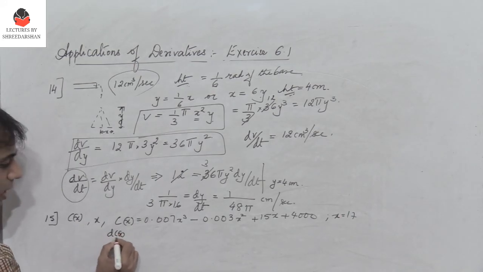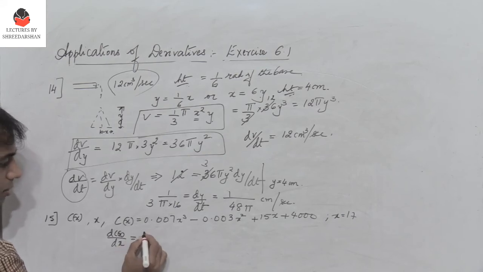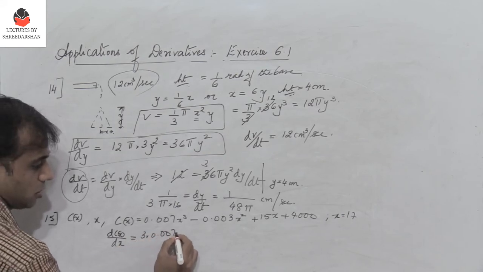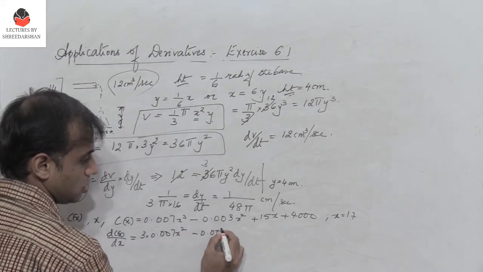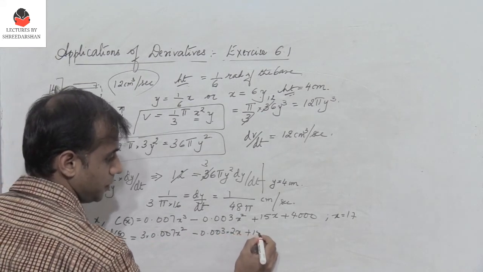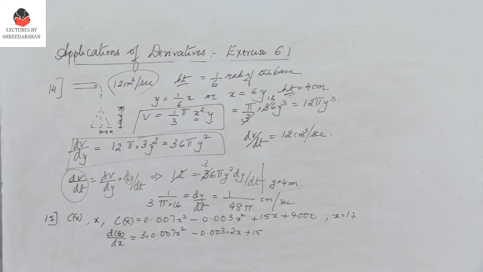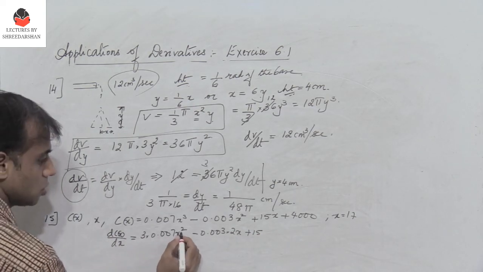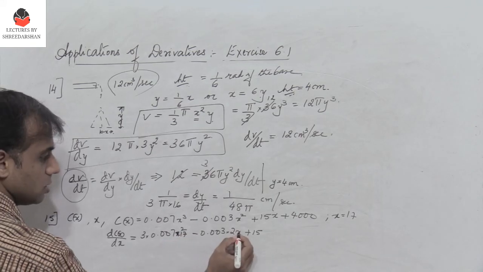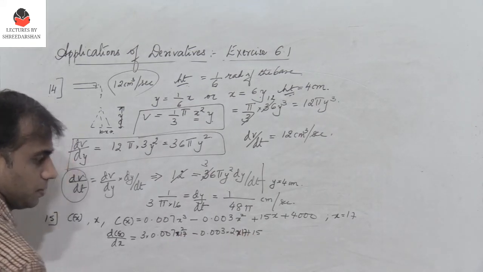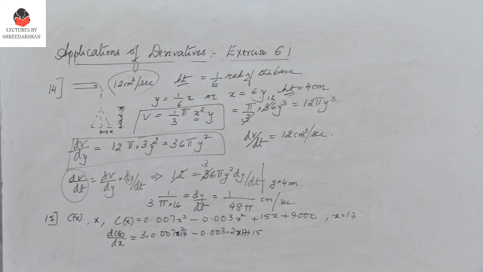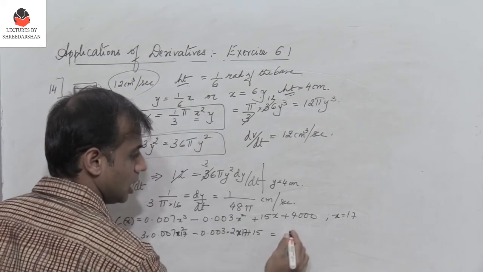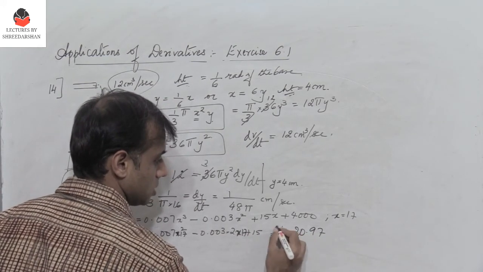So dC of x by dx is nothing but 3 into 0.007 x square minus 0.003 into 2x plus 15. So wherever x is there, we just have to substitute it by 17. Okay, so here this is going to be into 17 square, and this is going to be into 17. Alright, so now what do I get? So finally we get the value, so the answer is 20.97 rupees.